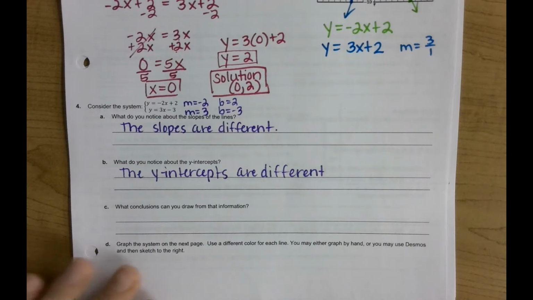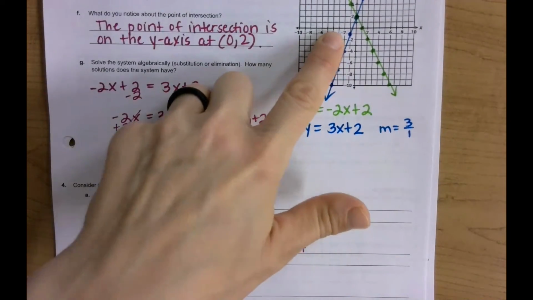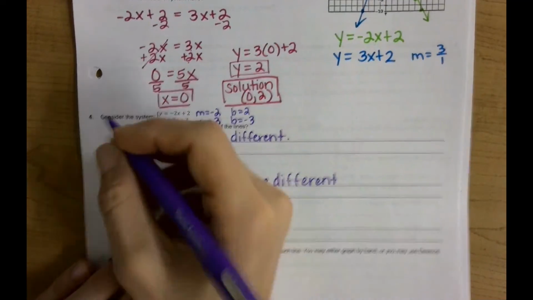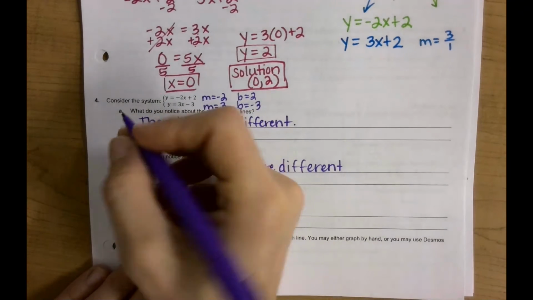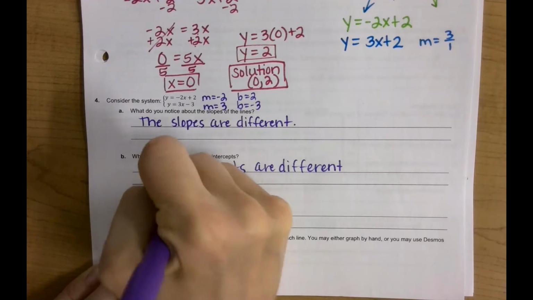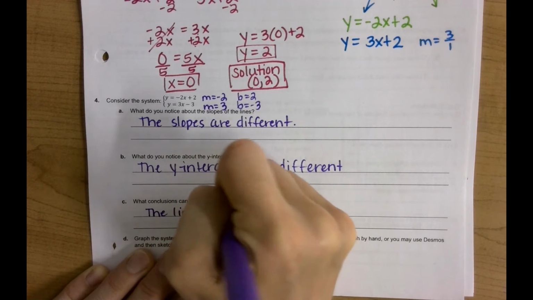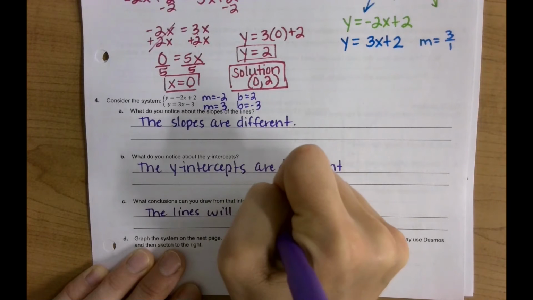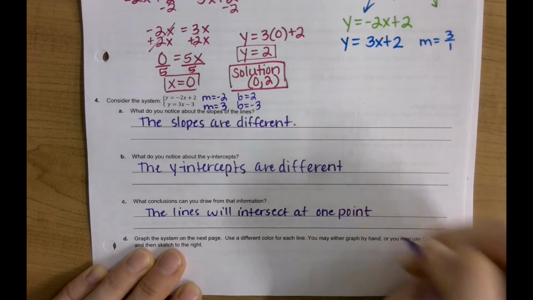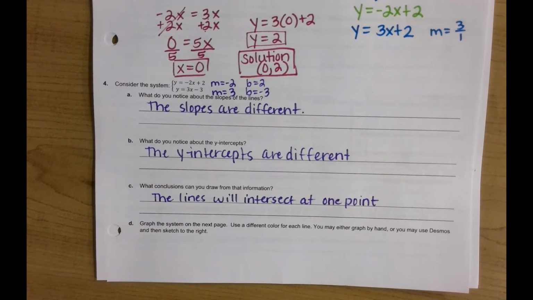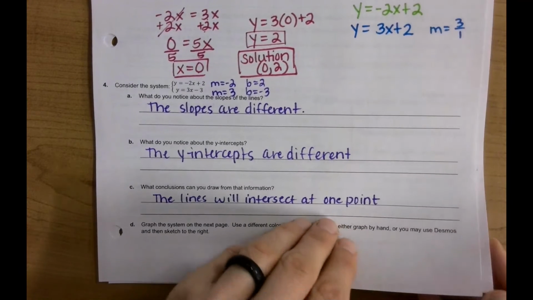Now, even though in the point of intersection up here they had the same y-intercept, they also should intersect at one point as long as it's both different slopes and different y-intercepts. The lines will intersect at one point, as long as they're different slopes. It can be the same y-intercept or it can be different. All right, now let's graph it on the next page. Again, use a different color for each. You may use Desmos.